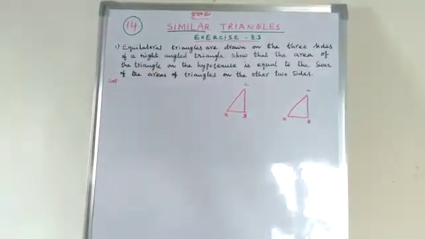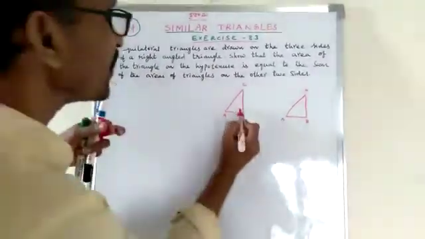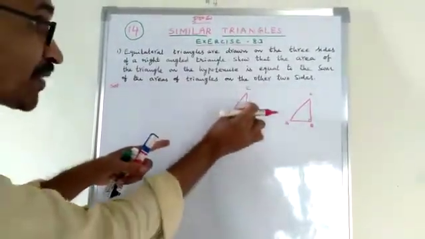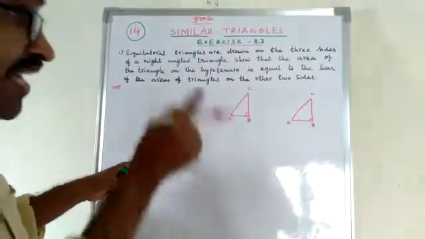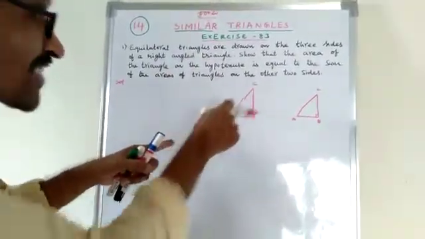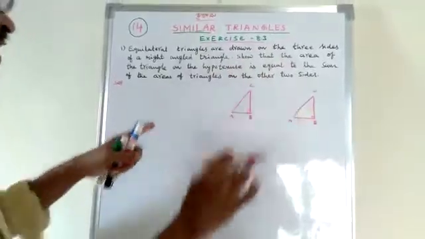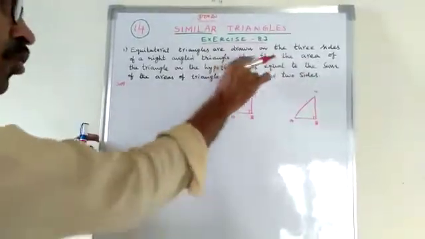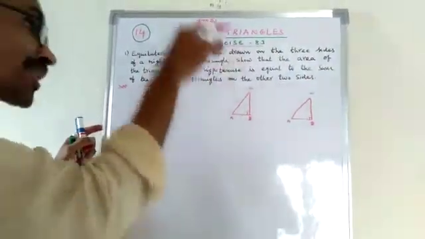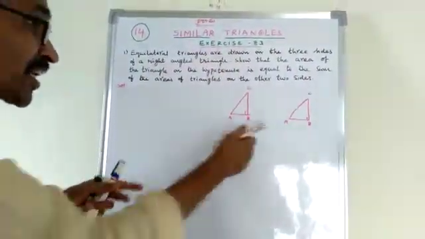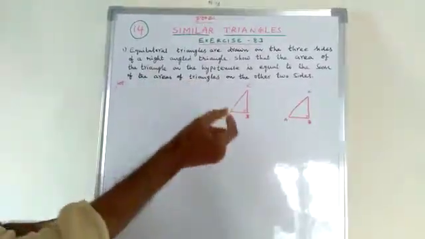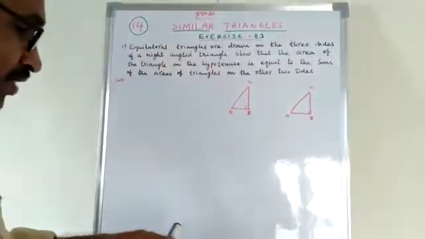It is a right angle triangle. In this right angle triangle, what are the sides AB, BC, AC? Where is the right angle? At B. So what do you call AC? That is the hypotenuse. Okay? Show that the area of the triangle on the hypotenuse is equal to the sum of the areas of triangles on the other two sides.